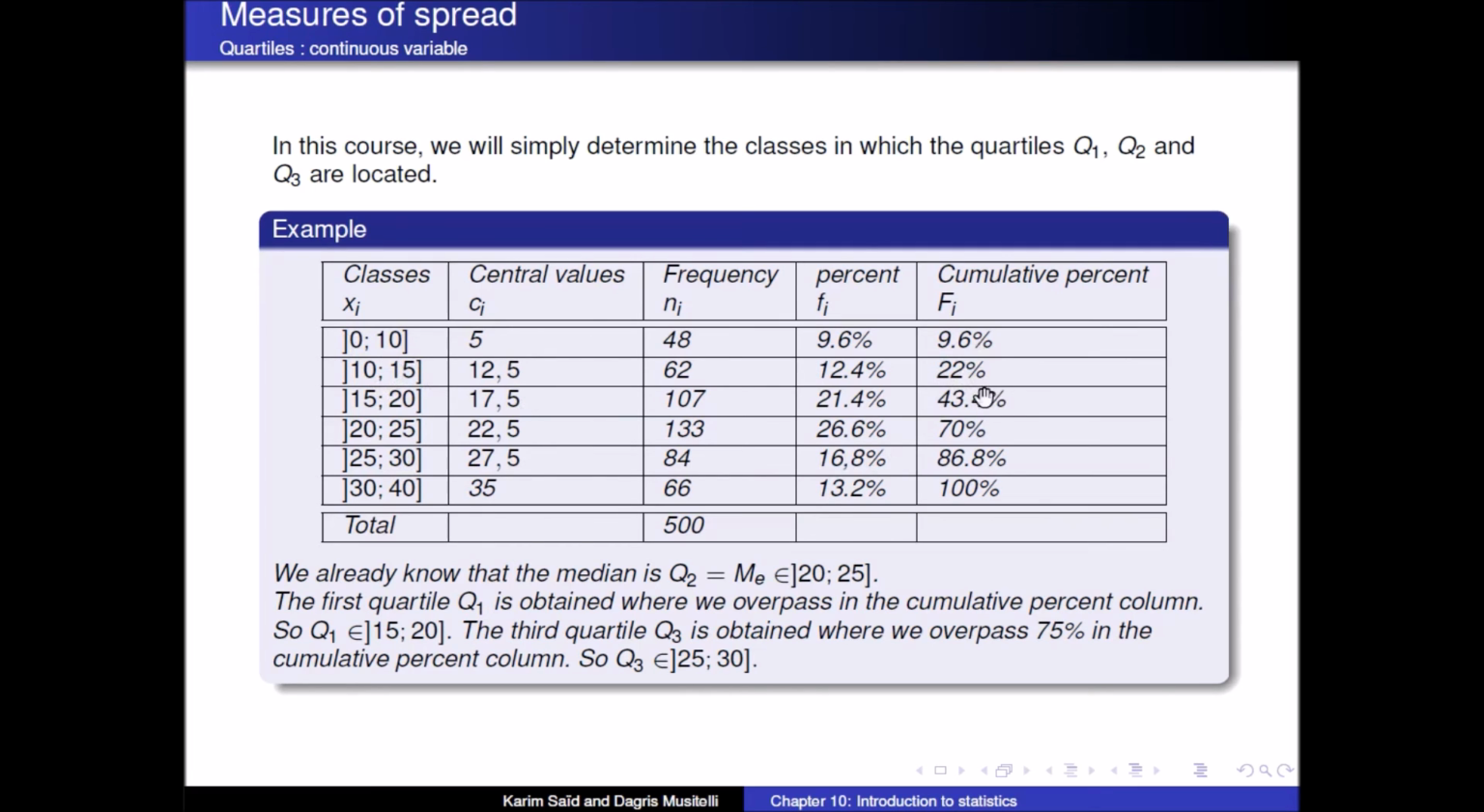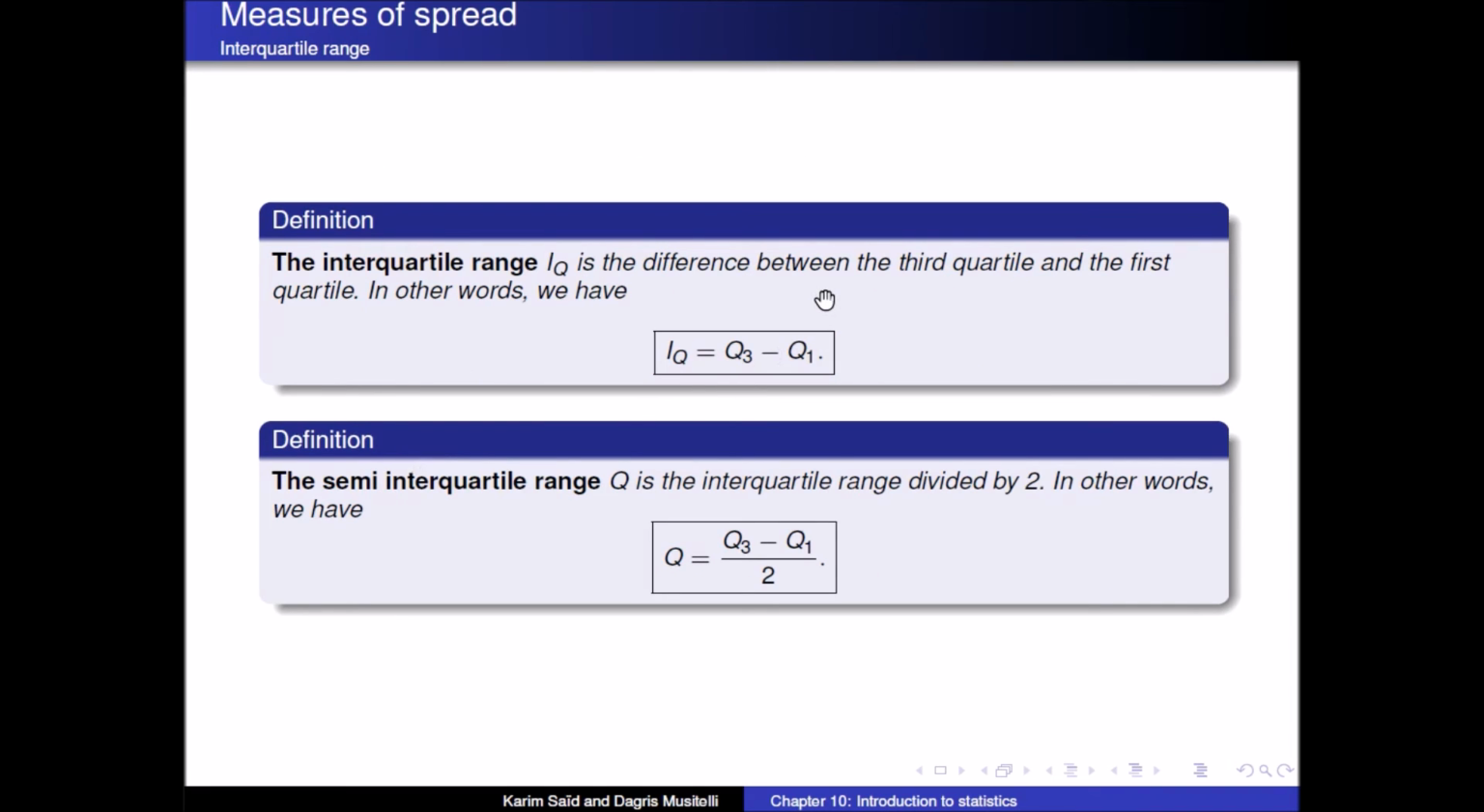So here I overpass 25% at this moment. It means my first quartile is in the interval 15-20. For the third quartile, which is 75%, it's here that I overpass 75%, so it's 25-30. That was all about the quartiles.